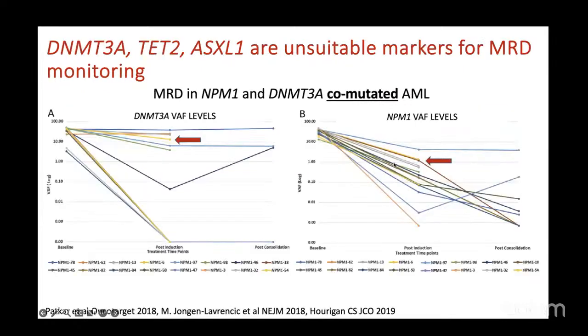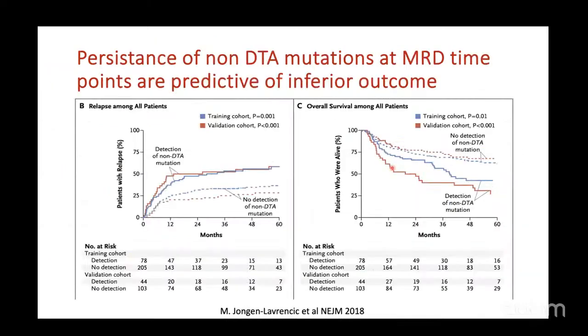So this is data from our lab, where we looked at NPM1 mutated AML patients and tracked DNMT3A mutations in them. These are NPM1 and DNMT3A co-mutated patients. NPM1 mutated AML is often accompanied by DNMT3A and TET2 mutations. You can see that the NPM1 mutations start to go down at post-induction and post-consolidation time points, but the DNMT3A mutations persist at higher VAF. This is because of the phenomenon of clonal hematopoiesis, and therefore, DTA mutations are unsuitable markers for MRD monitoring.